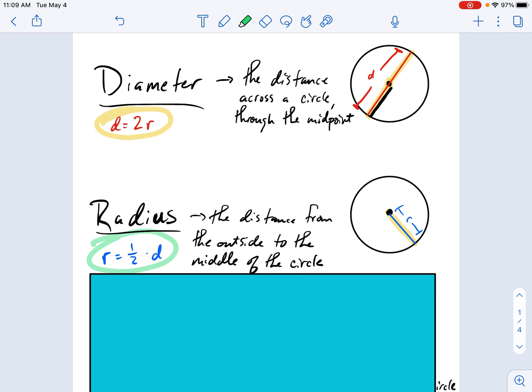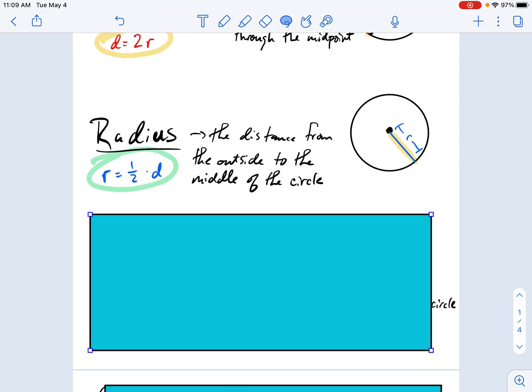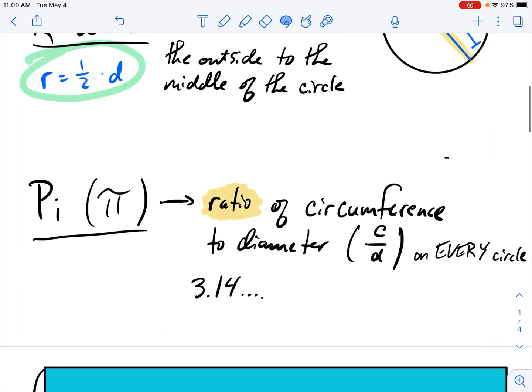You'll see diameter abbreviated with the letter D when we're in algebra, just to make it simpler, and radius using the letter R. Okay, so you need to know diameter is the whole way across a circle, and radius is halfway across a circle. The last word that we're going to go over right now is pi.